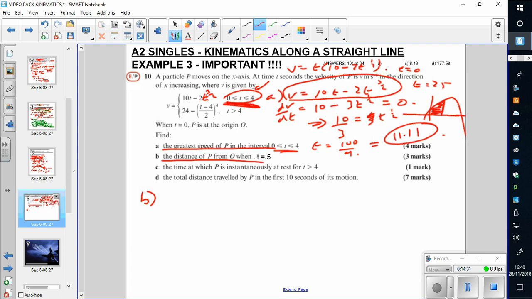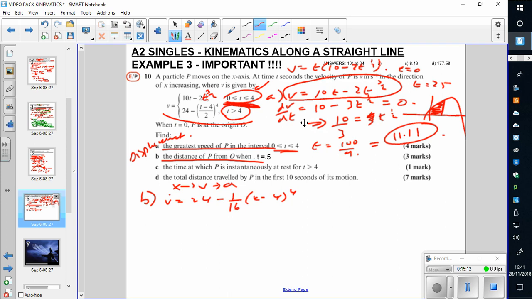The distance of p from O when t is 5. This is important here. Distance of p from O, so that's telling you displacement when t is 5. Yes, t is 5 is in here, but the problem is that this thing starts from 4, doesn't it? So essentially, let's do it. We know x to v to a, right? So if I look at this bottom function, we've got v is 24, take away, can you see I can take out that 1 over 2 all to the 4? So that's 1 over 16 times t take 4 to the 4.